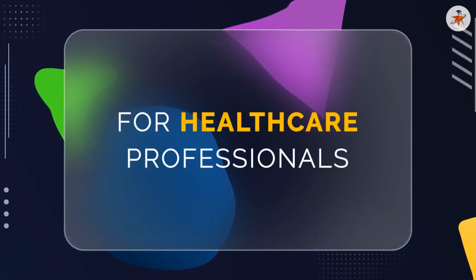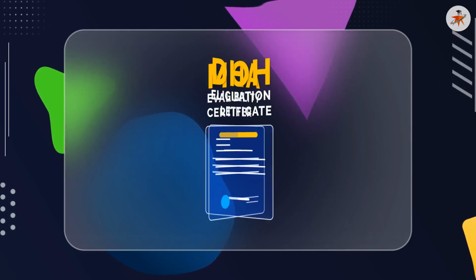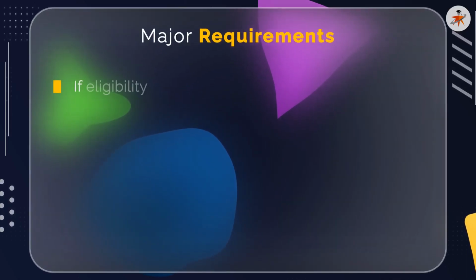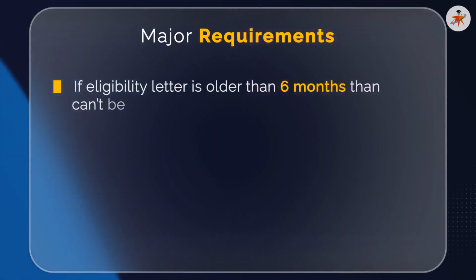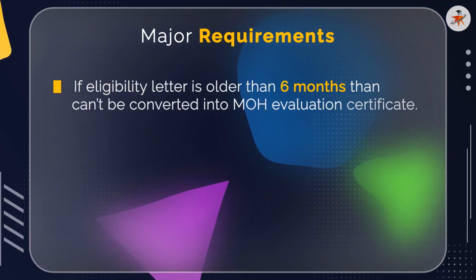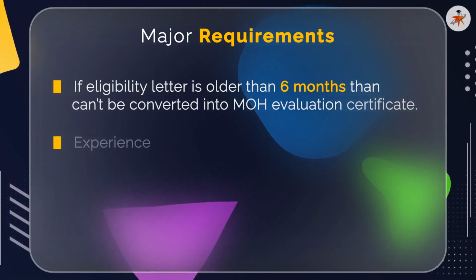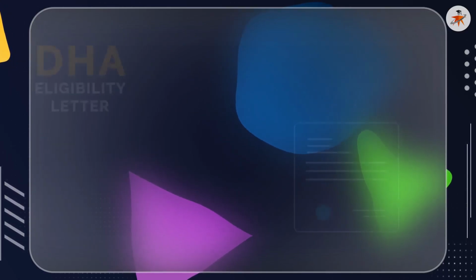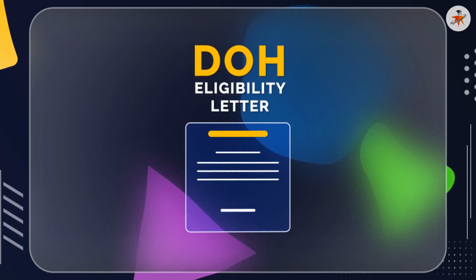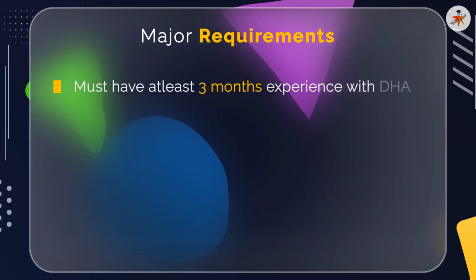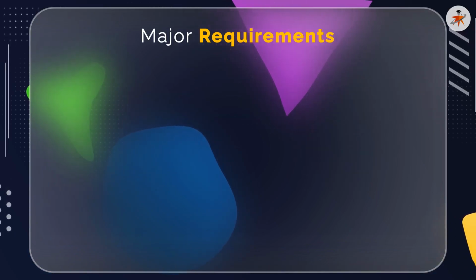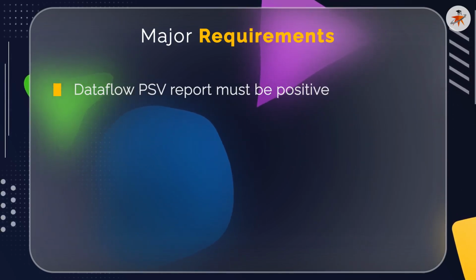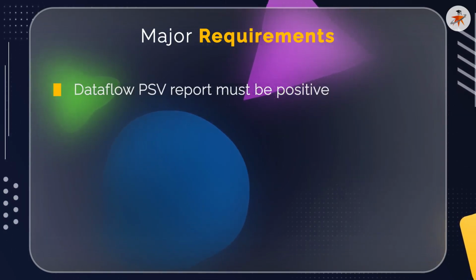For healthcare professionals, while converting DHA eligibility letter to MOH Evaluation Certificate, one must consider the following major requirements. If eligibility letter is older than 6 months, then it can't be converted into MOH Evaluation Certificate. After passing 6 months, you need to get experience certificate from the concerned health facility or hospital. While converting from DHA to DOH Abu Dhabi, you must have at least 3 months experience with DHA before applying for transfer. All documents submitted by DataFlow must be checked and the result of the report must be positive before transferring your DataFlow report to MOH from DHA.